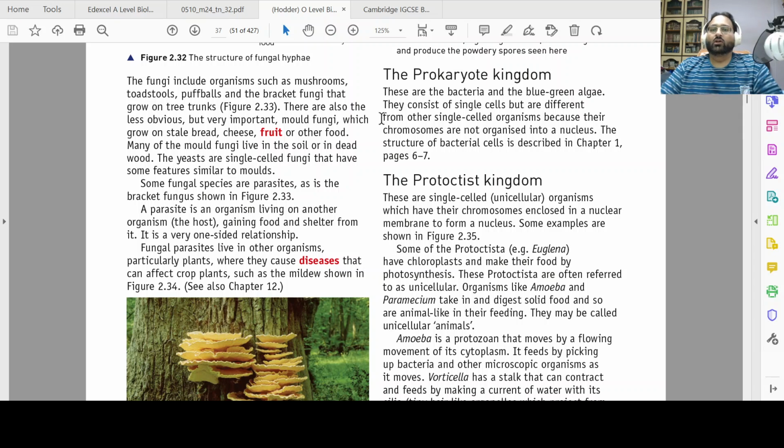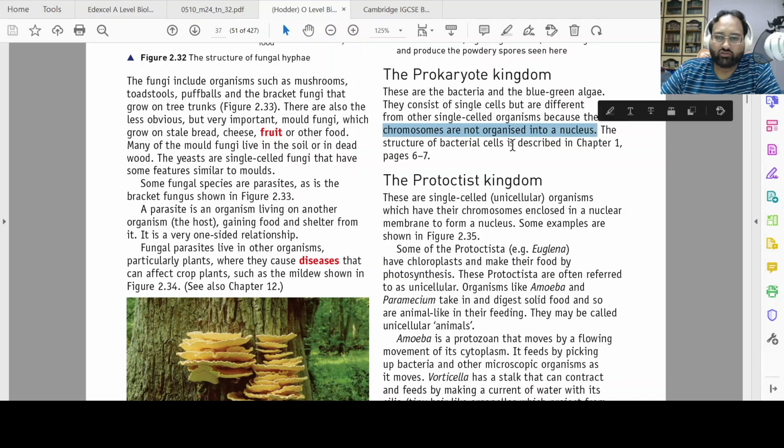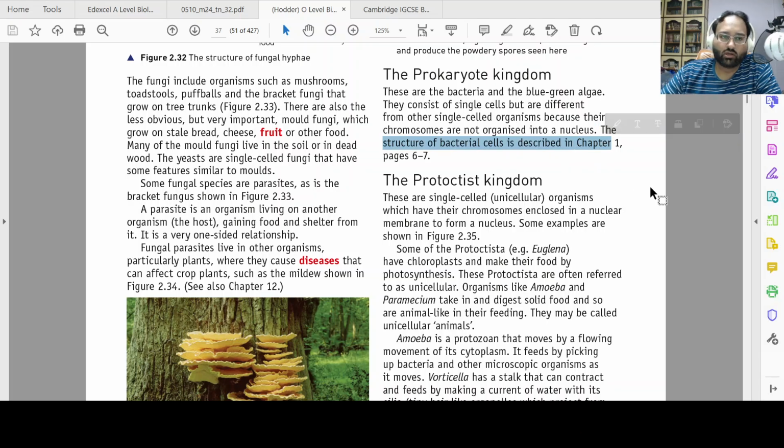Okay. Right now, the prokaryote kingdom. This is basically talking about bacteria and blue-green algae. They consist of single cells, but are different from other single-celled organisms because their chromosomes are not in a nucleus. So obviously, this will make more sense. Bacteria cells are discussed in chapter 1 or chapter 2 in case of IGCSE, so we'll get there. So basically, bacteria and blue-green algae are part of the prokaryote kingdom.